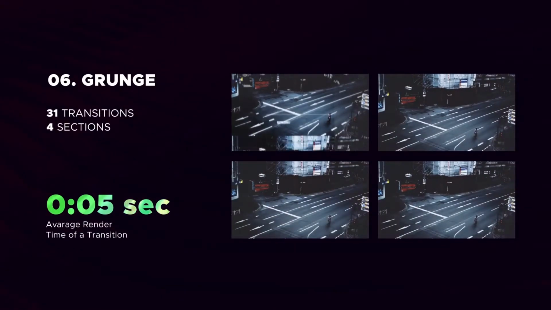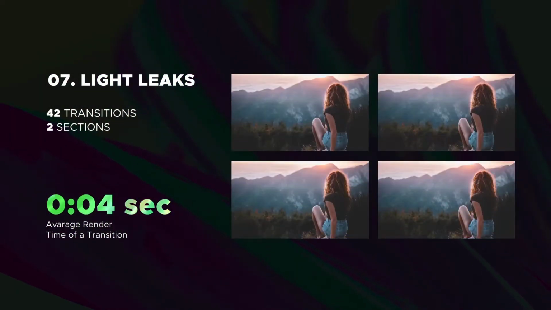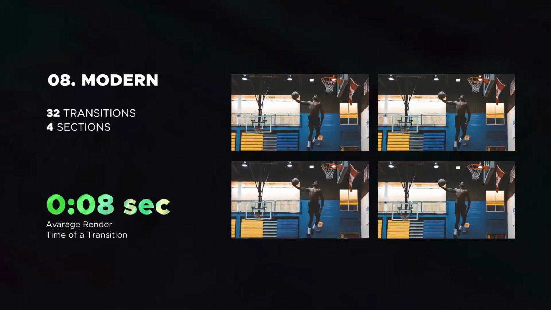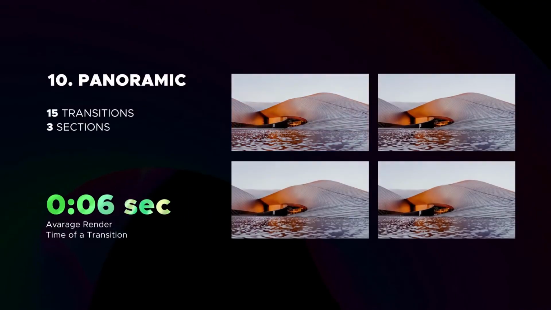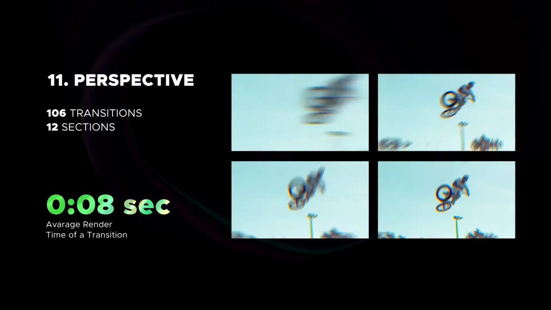Stylish grunge category. The next is cool light leaks. Beautiful modern selection. Offset category, includes 54 transitions. Panoramic transitions. Then huge perspective category, render time of 8 seconds. The shake category.